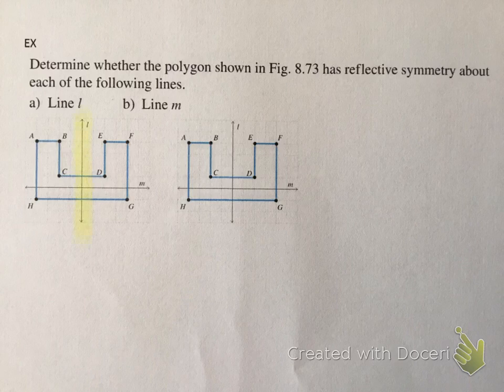So we're checking to see if each point is equal distance away. So if we look at this, point C is that distance away from line L, which is the same distance as point D to line L. Point E is the same distance as point B. Point A is the same distance as F to line L. And point H to line L is the same distance as point G to line L. So is this symmetrical? The answer is going to be yes. It is symmetrical about line L. Part B. So that's the answer for part A.